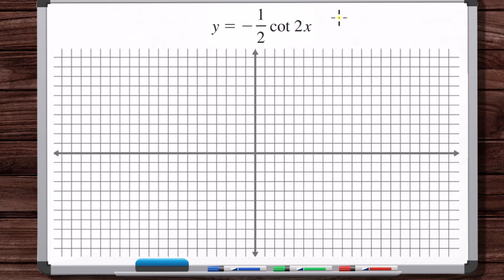Okay, so the basic graph we're starting with is cotangent. It's scaled down about the x-axis by a factor of 2, so the period is going to go from pi to pi over 2. So let's see. Right, because we're not going minus pi over 2 to pi over 2, we're going from 0 to pi over 2 with cotangent.